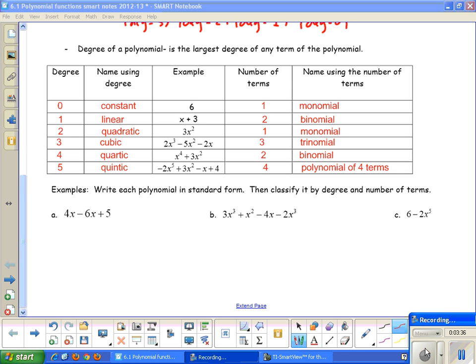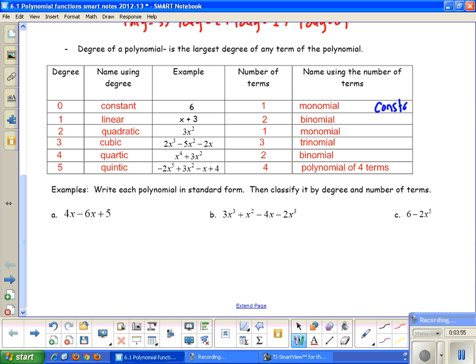If you have this filled out, look at the first one: the number is 6. 6 doesn't have any variables, so the degree is 0. And remember, when there are no variables, the name of the degree is a constant. The number of terms we have is 1, so it's a monomial. So we would call this entire term a constant monomial, because you always put the name of the degree first and then how many terms.